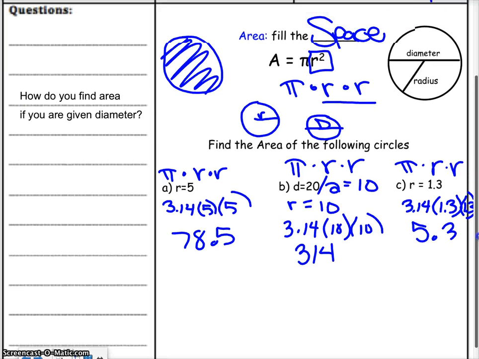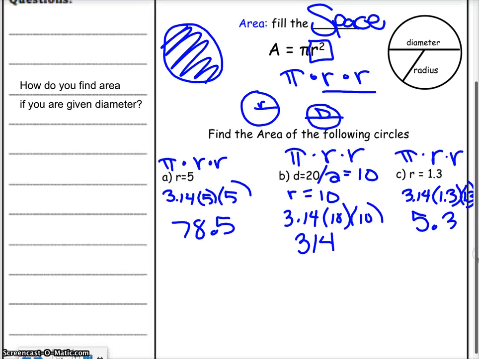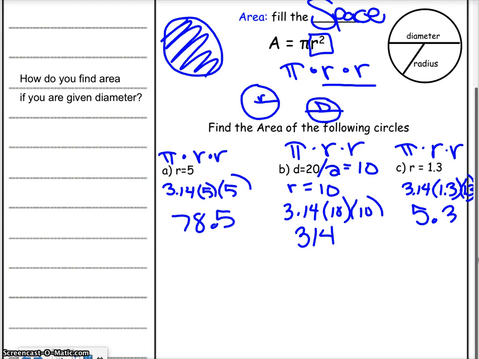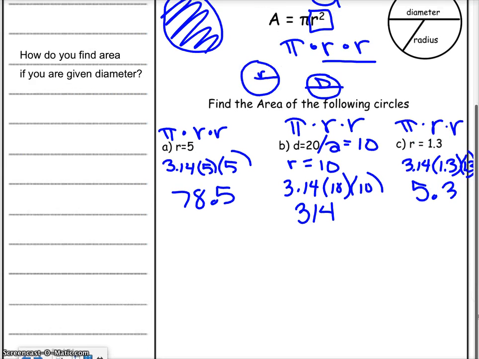It's fine. I think I didn't tell you to round. When in doubt, round to the nearest tenth. Okay? When in doubt, round to the nearest tenth. If you're like, what do you want me to round to? Round to the nearest tenth.